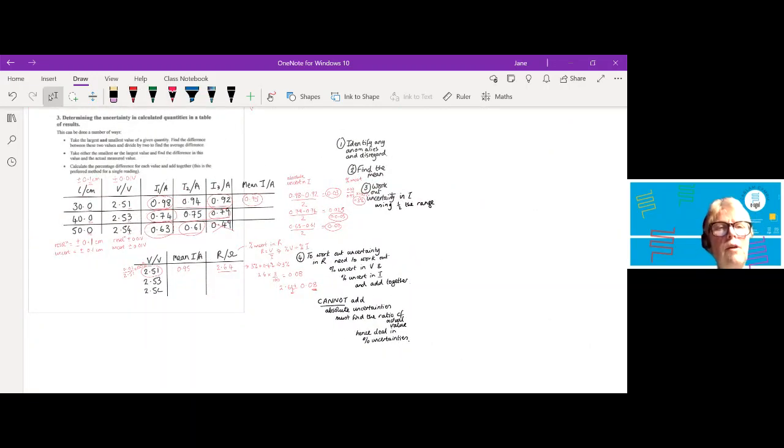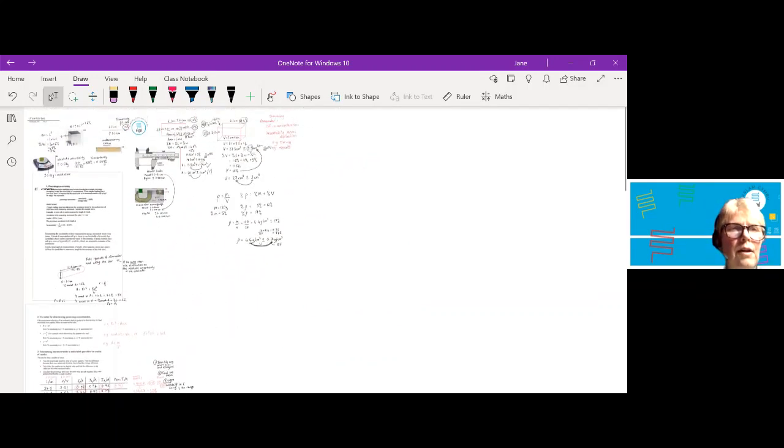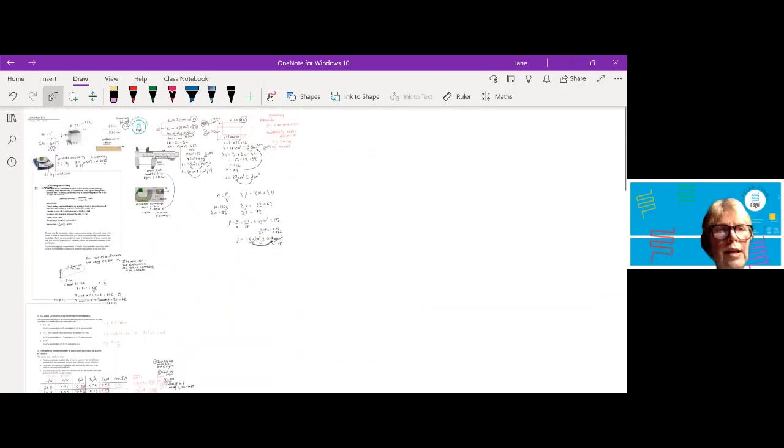What I'm trying to get across to you here is if you have got just one reading, then you take the resolution and you just work it out as a fraction and you times it by 100%.